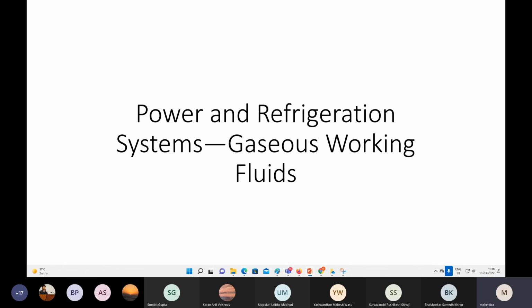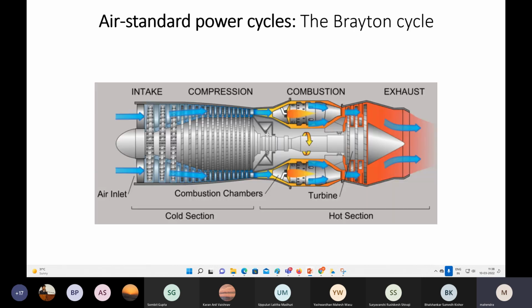Like that. Today let us discuss the Brayton cycle, which is one important component in air standard power cycles. Usually, the Brayton cycle is the working cycle in the case of gas turbine engines. These gas turbine engines, as you know, are the engines in aircraft applications. Your gas turbine engine is like this.